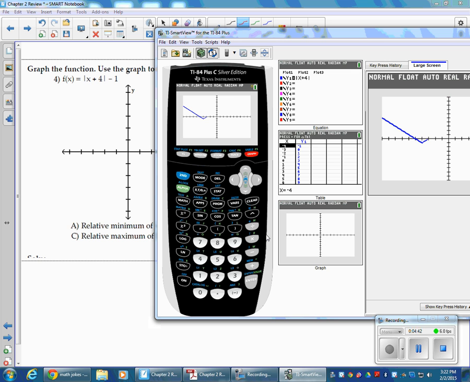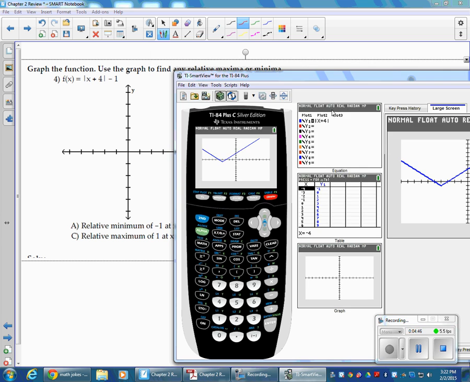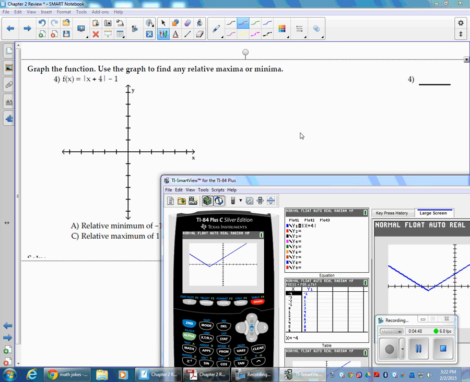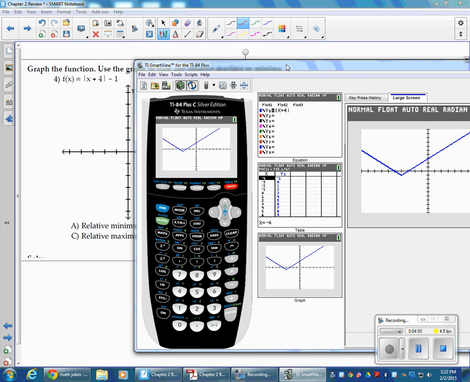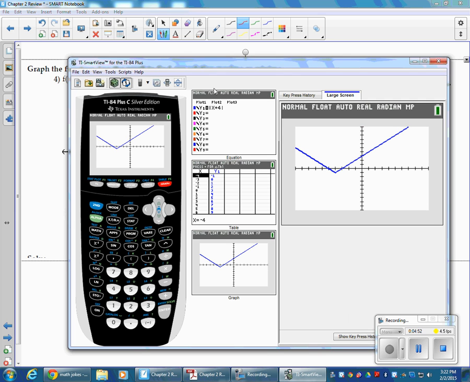Take a look at what I see here. So here's what it looks like. They want me to figure out whether there's a relative maximum or minimum. Looks to me, from looking at this graph, I'll move it over here a little bit, there's a minimum value. So if I went to second trace 3, I want the minimum.